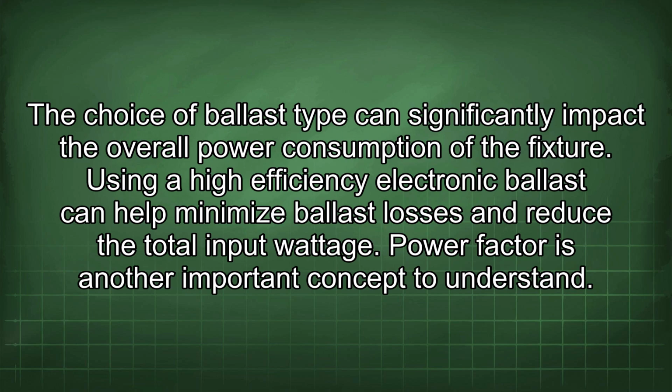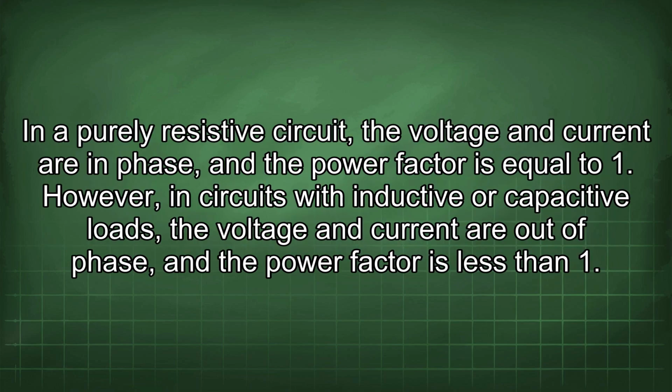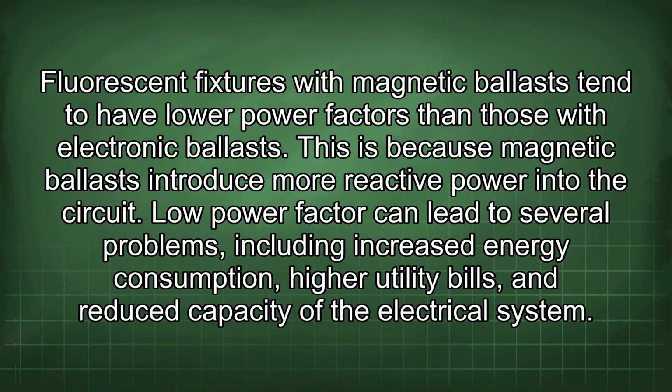Power factor is another important concept to understand. It is defined as the ratio of real power to apparent power. Real power is the power that is actually used to do work, while apparent power is the product of the voltage and current in the circuit. In a purely resistive circuit, the voltage and current are in phase and the power factor is equal to 1. However, in circuits with inductive or capacitive loads, the voltage and current are out of phase and the power factor is less than 1. Fluorescent fixtures with magnetic ballasts tend to have lower power factors than those with electronic ballasts. This is because magnetic ballasts introduce more reactive power into the circuit.